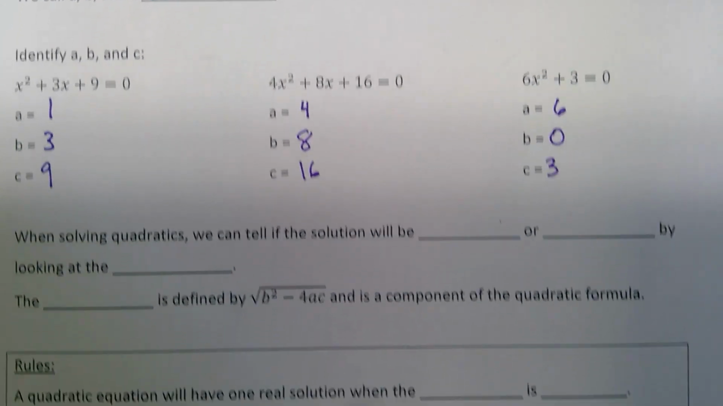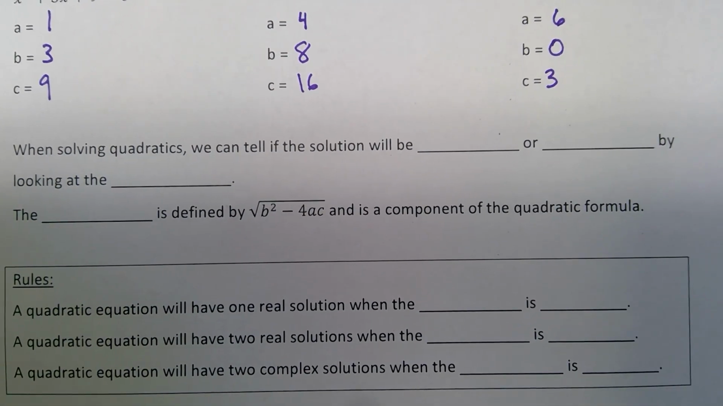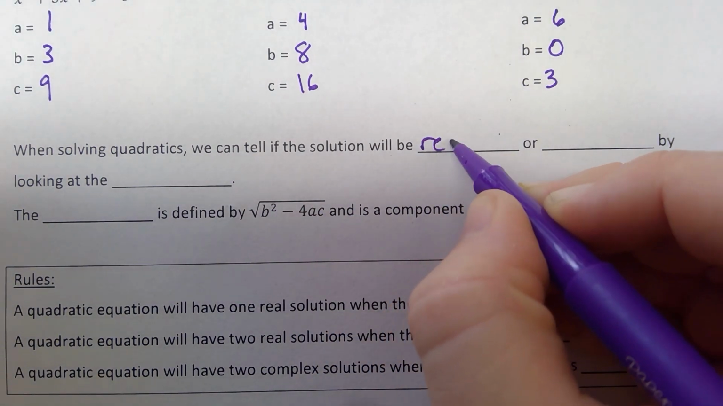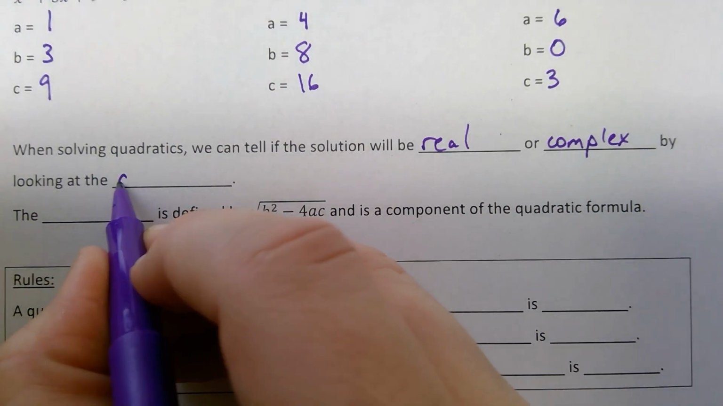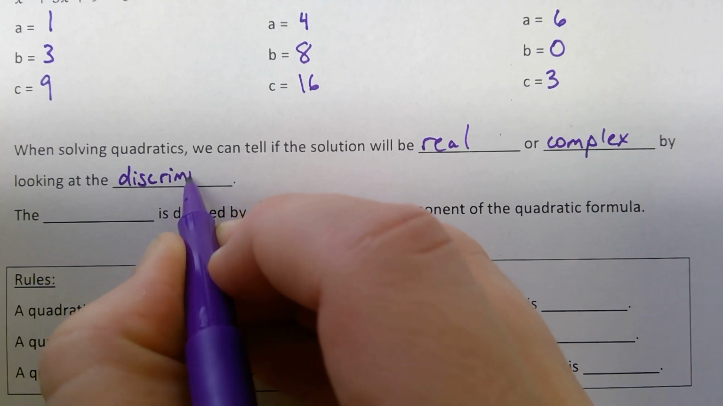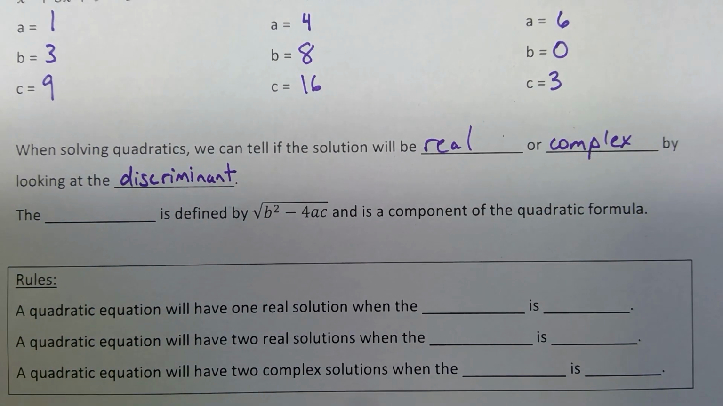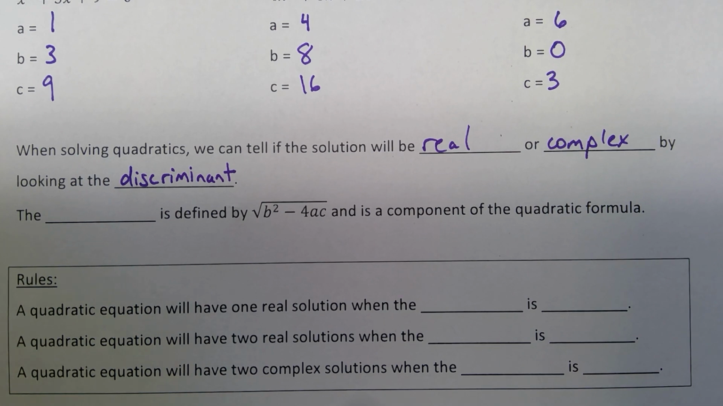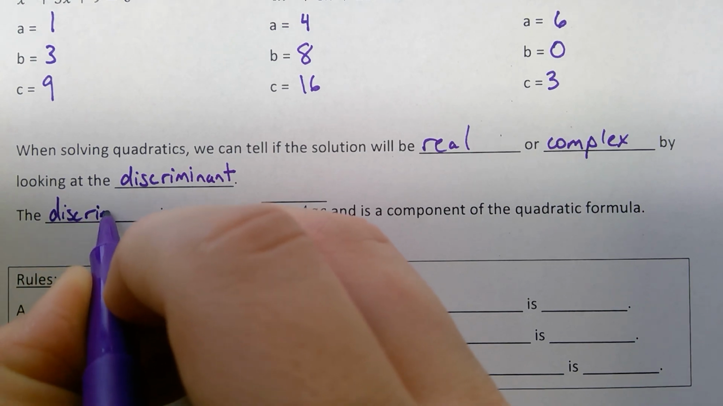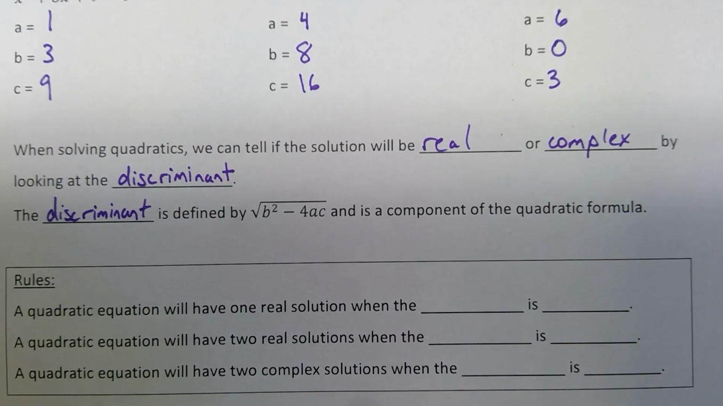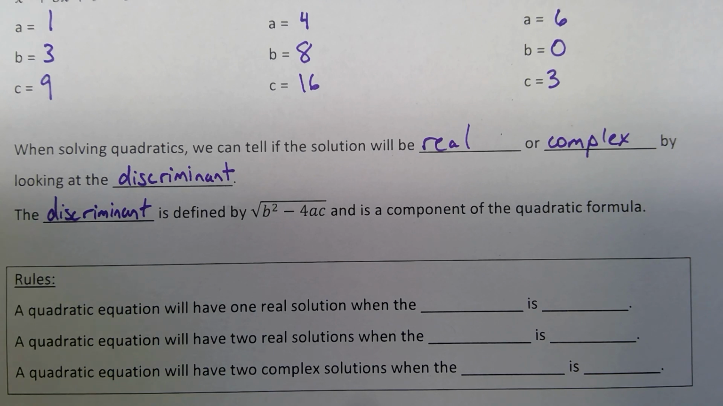Now, before we start solving quadratics, we're going to talk about something first. When solving quadratics, we can tell if the solution will be real or complex by looking at the discriminant. That's a new word that we're going to use here. It's part of the quadratic formula, so we're not going to have to do too much extra work. The discriminant is defined by b squared minus 4ac and is a component of the quadratic formula. We'll see that in just a couple minutes when we get to the quadratic formula.